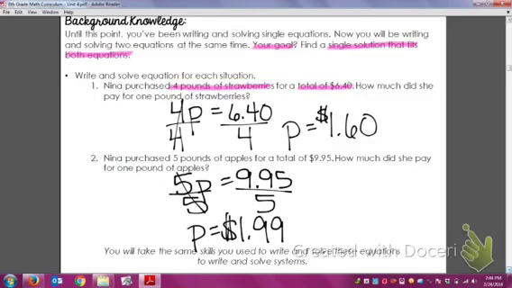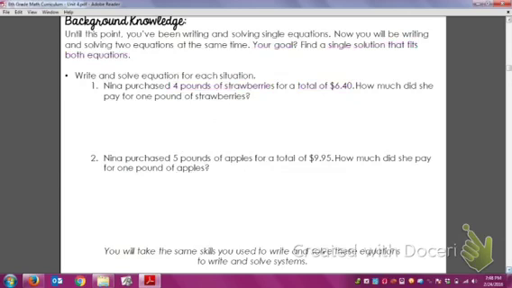Simple equations. And it says on here, we're going to take these same skills that we use to write and solve these equations to write and solve systems. So the thing is, we already know how to do this. We know how to write equations. We know how to solve equations. We know how to graph equations. And we're going to put all those things that we've been learning and working so hard at, put it all together.